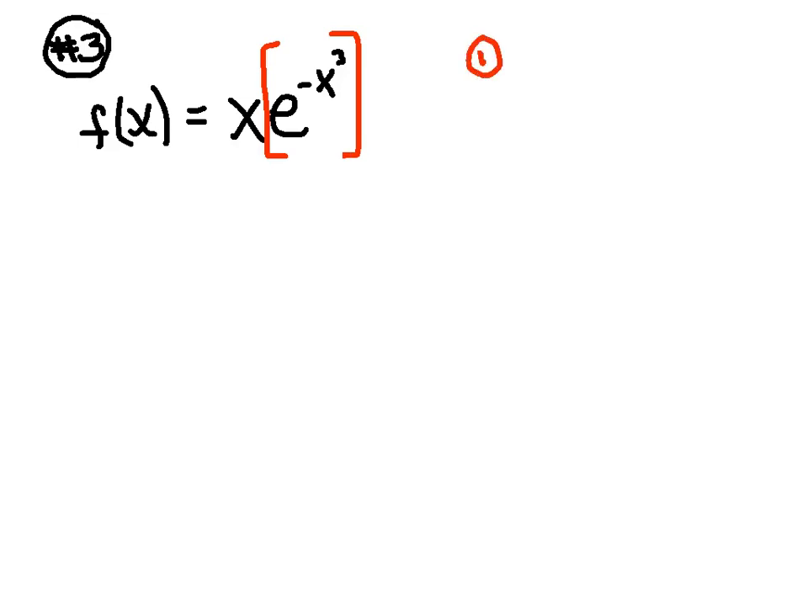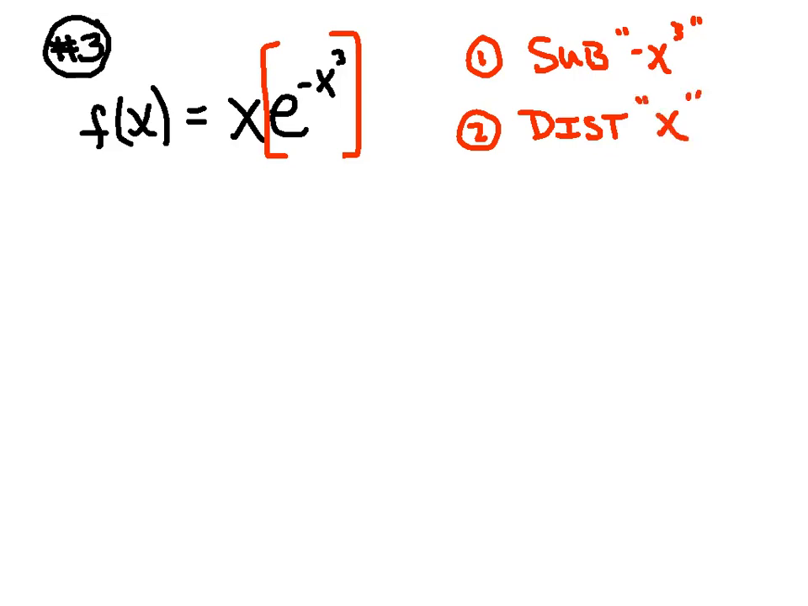So my first step today is to simply substitute a negative x cubed in for all my x's. Then, once we get that polynomial built, we're going to distribute the x that was sitting in front of the e. So we're going to substitute and then distribute. It has to be done in that order, and we need to stay very organized as we work our way through this. First things first, just remind yourself what e to the x looks like.